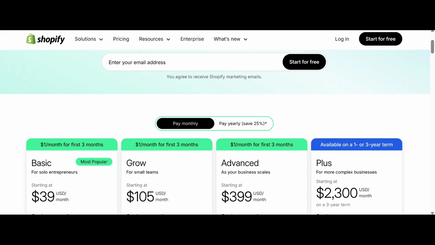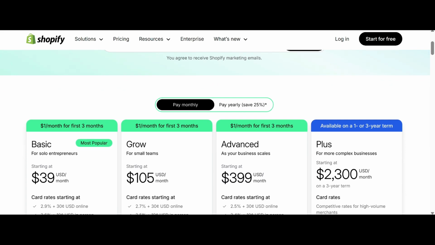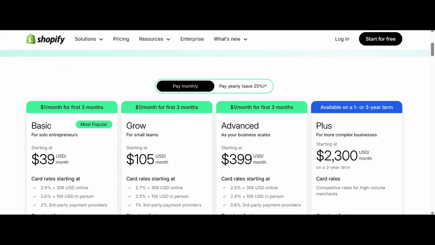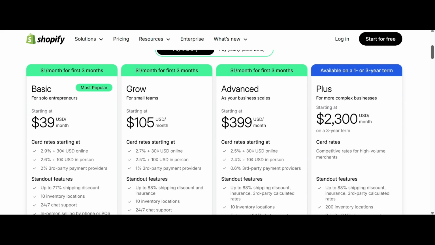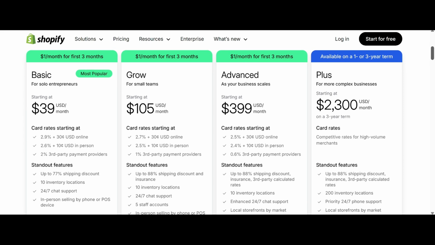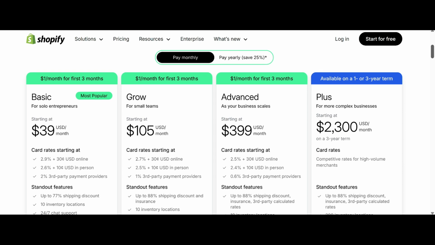So let's slow everything down and walk through Shopify pricing explained in plain English with zero hype and no scare tactics. Just the truth about what you really pay and why it's structured the way it is. The first layer is the monthly subscription fee. That's the part everyone sees up front. Shopify offers several plan levels, and most beginners start with the basic plan, which currently sits around $39 per month, though pricing can vary depending on whether you pay monthly or annually.